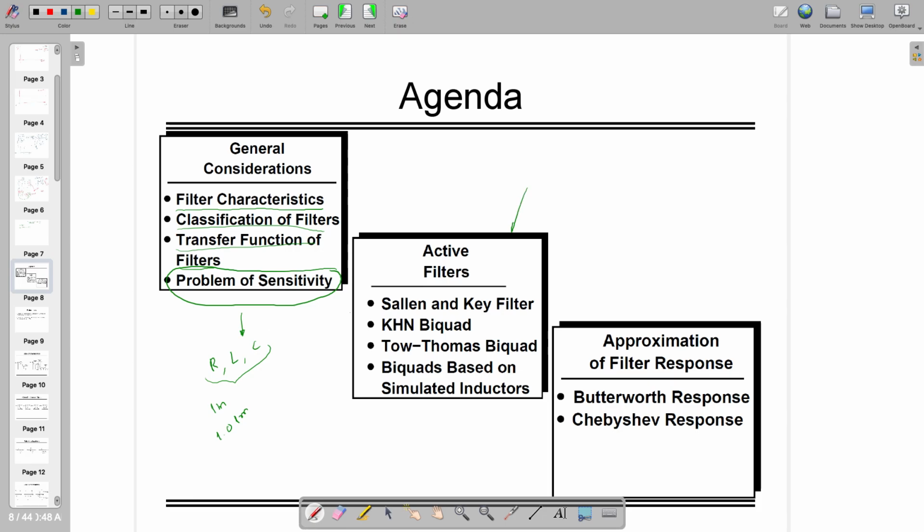Next thing is active filters. As we have studied Foster, Cauer, and other techniques, similar to that, we can have Sallen and Key filter. Sallen and Key both are names of scientists, so you have to keep them in capital. Then you may have KHN and biquad. Biquad is a very famous topology of filter, which is actually a biquadratic filter, which follows the quadratic equation. That's why it's a biquad, and in short form, people are calling it biquad.